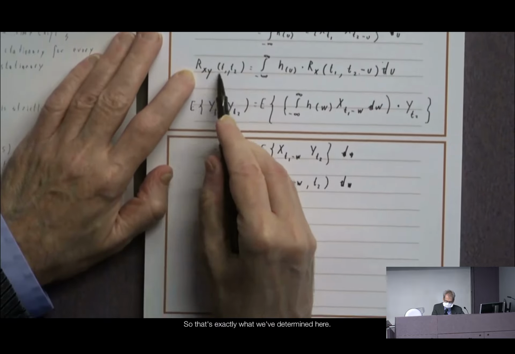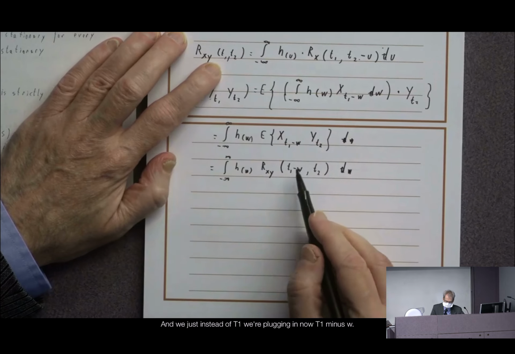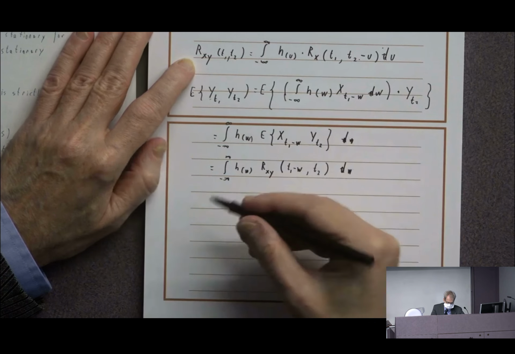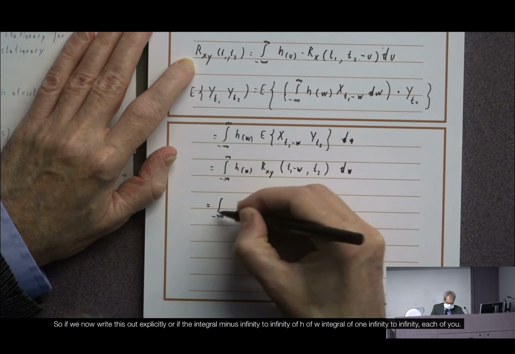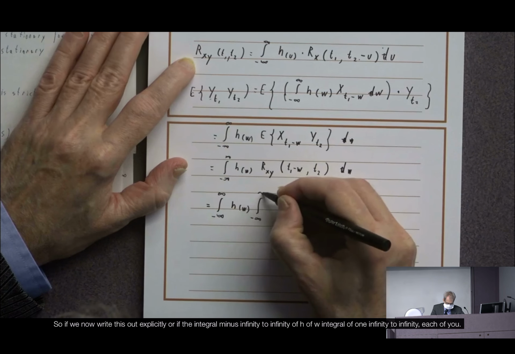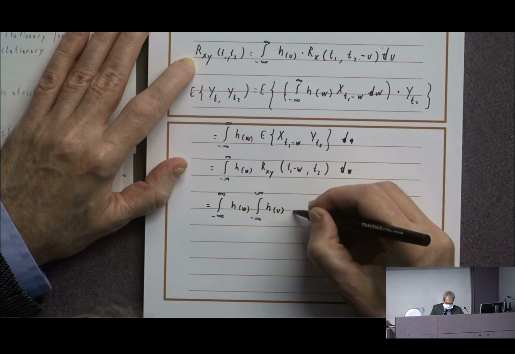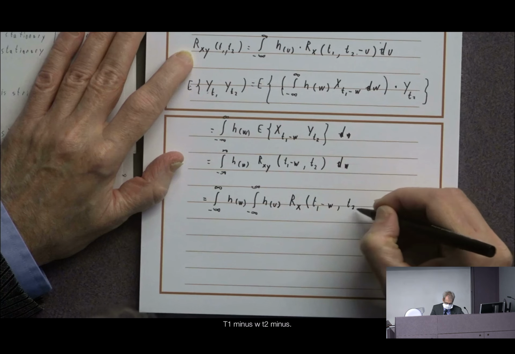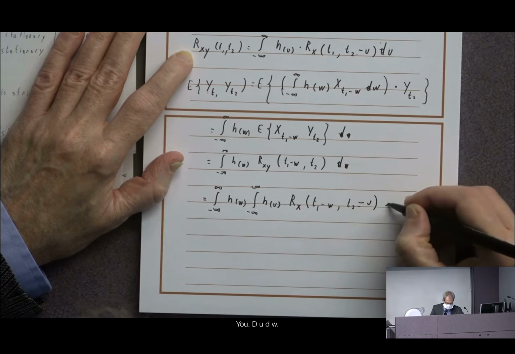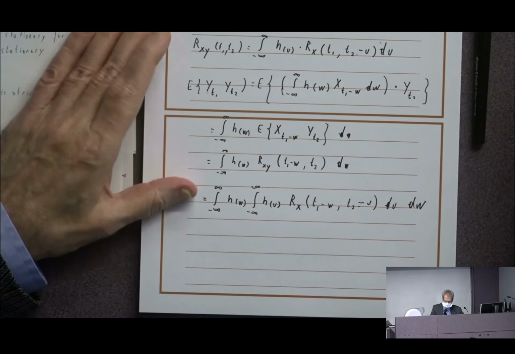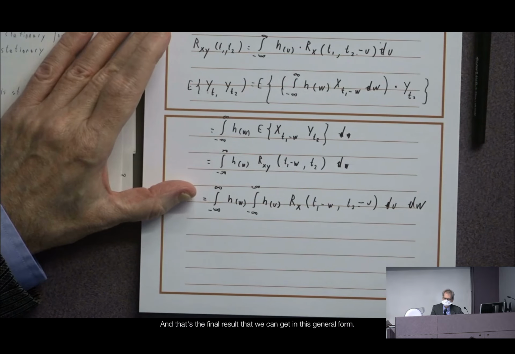So that's exactly what we've determined here. And instead of t1, we're now plugging in t1 minus w, but we've already done the work of doing this computation. If we write this out explicitly, we have the integral from minus infinity to infinity of h of w, the integral from minus infinity to infinity of h of u, and now the autocorrelation function of x, t1 minus w, t2 minus u, du, dw. And that's the final result that we can get in this general form.